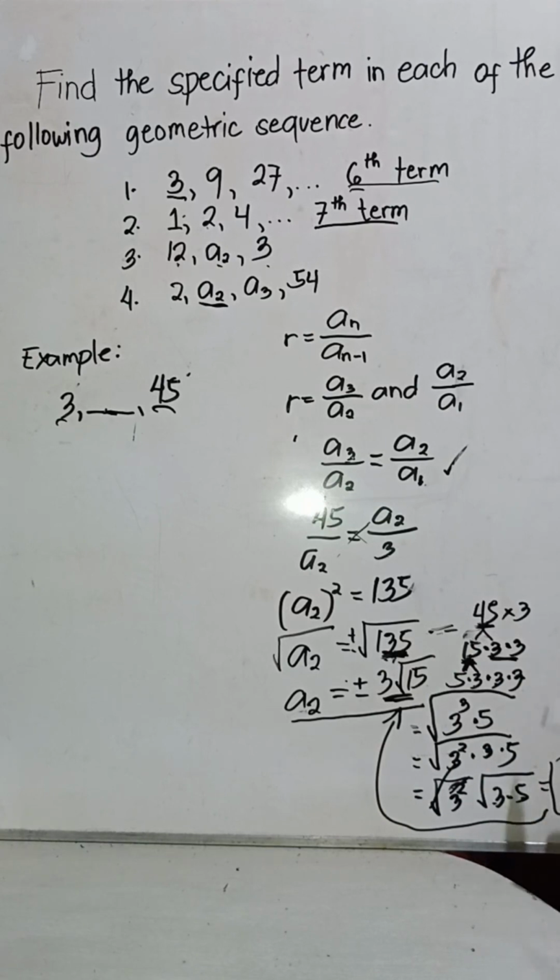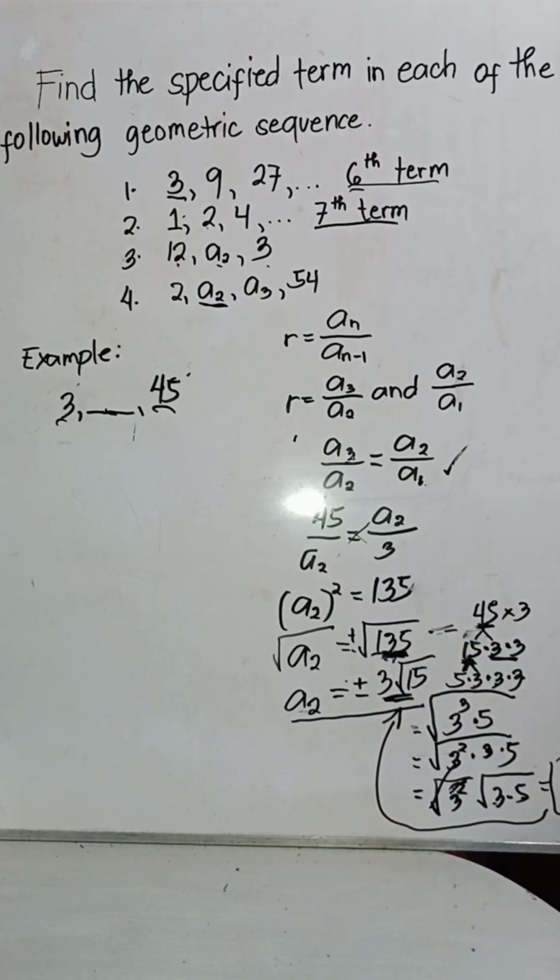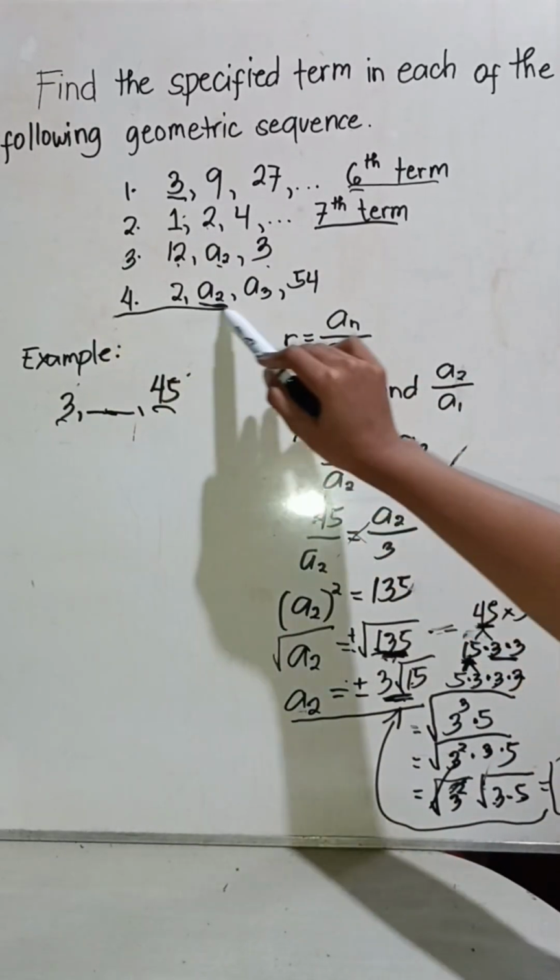To solve a square root like the square root of 135, find the prime factors of the number inside the square root. Then apply the exponent rule and the radical rule, then you get the answer. Okay, that's all. If you have any questions, just ask. So let us now proceed to number 4.